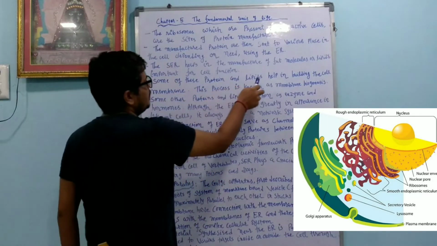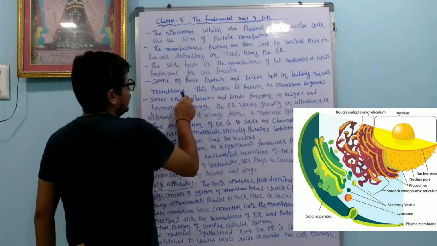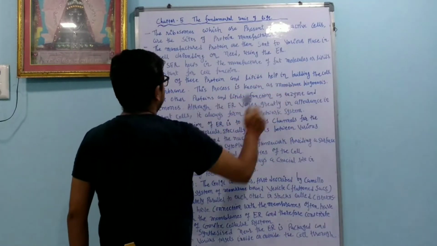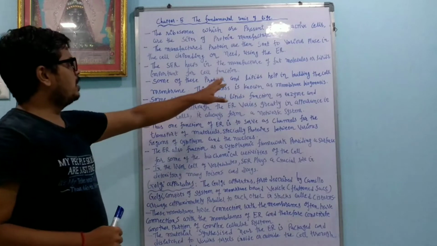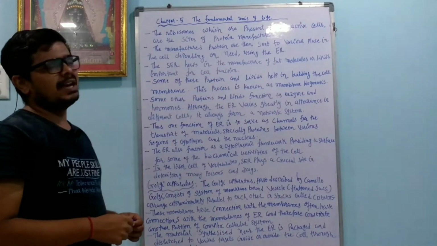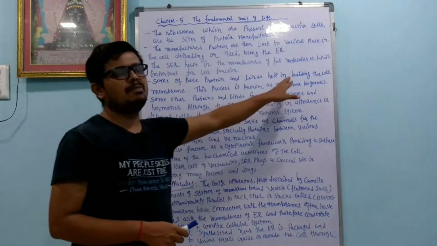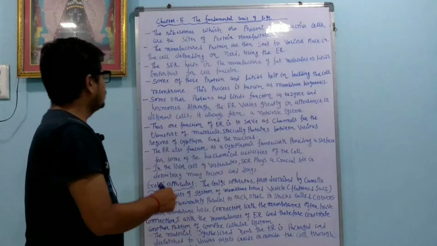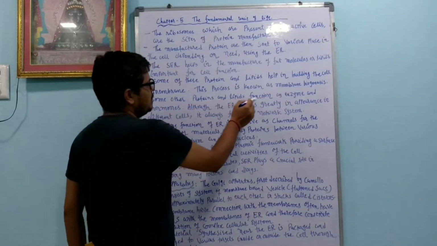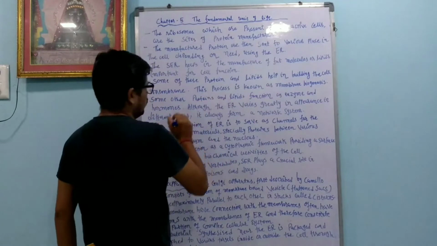Some of these proteins and lipids help in building the cell membrane. This process is known as membrane biogenesis. Okay, so these proteins and lipids help in building the cell membrane. So this process is known as membrane biogenesis. Some other proteins and lipids function as enzymes and hormones.